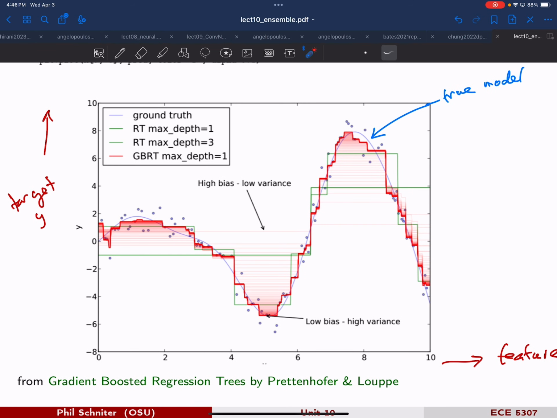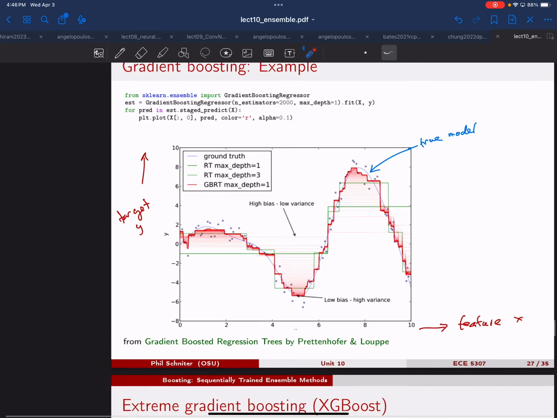And I think just for comparison, it had a regression tree of max depth 1. That's that. And a regression tree of max depth 3. That would be something like this, I think, just as reference points.